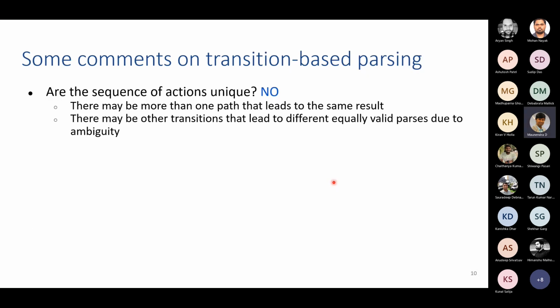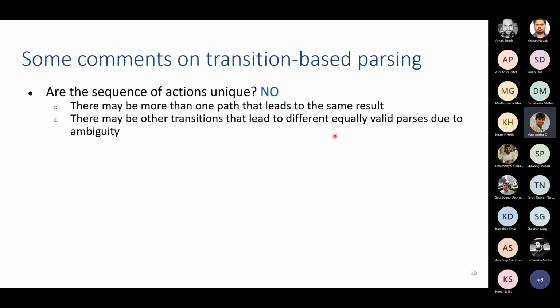Okay, so let us talk about the algorithm a little bit more critically. Is the sequence of actions unique? The answer is no. There may be more than one path that leads to the same result. There can be more than one sequence of operations that leads to the same result. And then there may be other transitions that lead to different, equally valid parses due to ambiguity.